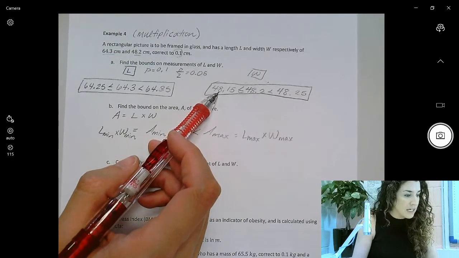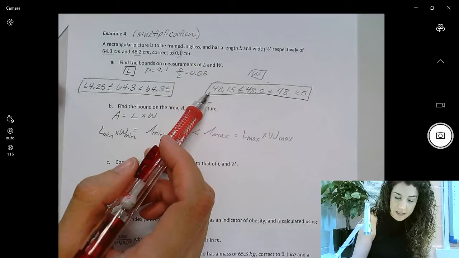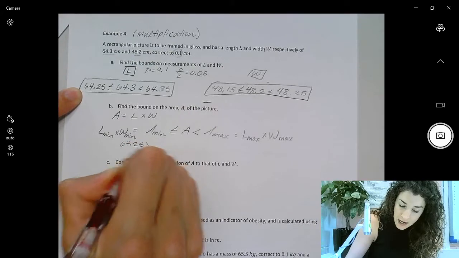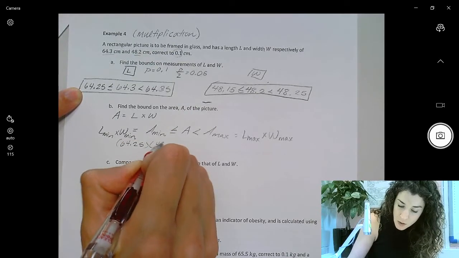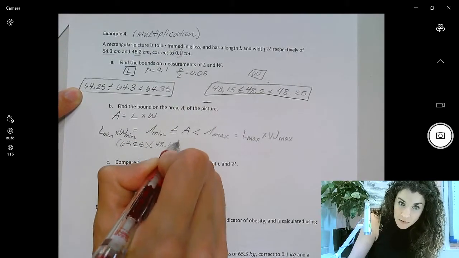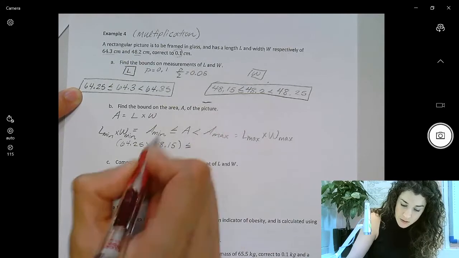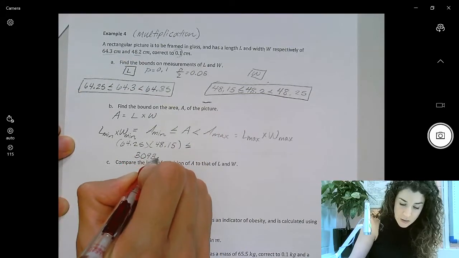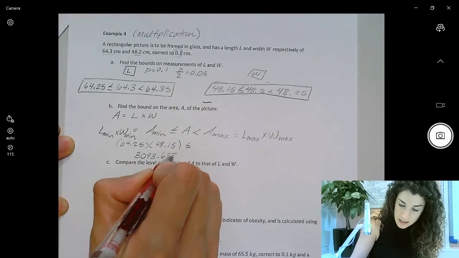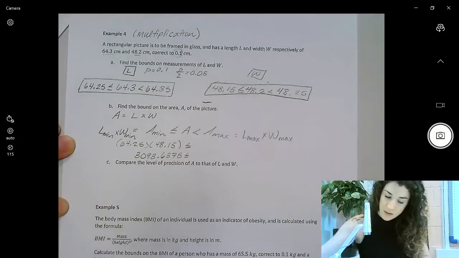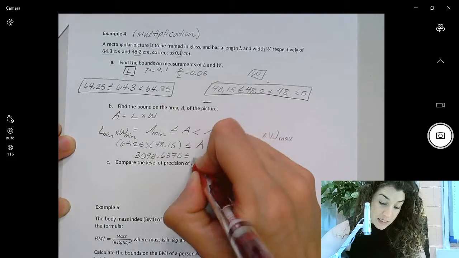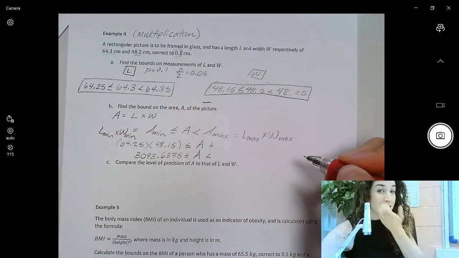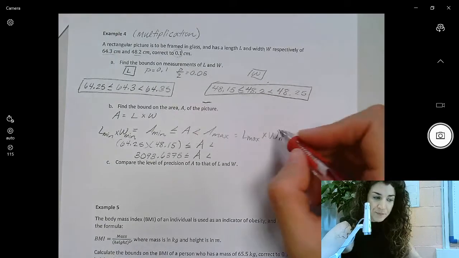So multiplying these two together, I've already done it. So this is going to be 64.25 times 48.15, which is 3,093.6375. Notice it doesn't even ask us to calculate the area, and so we don't even need to. It's just asking us to calculate the bounds.